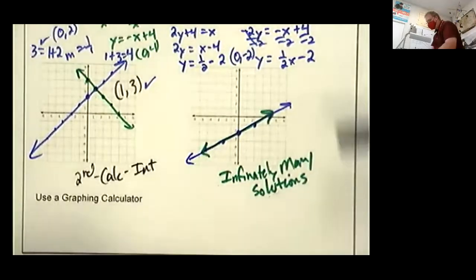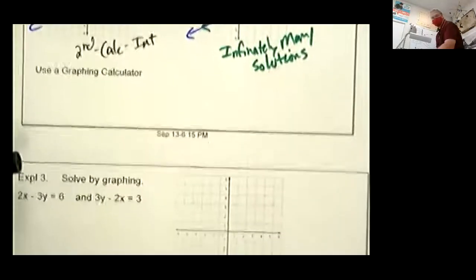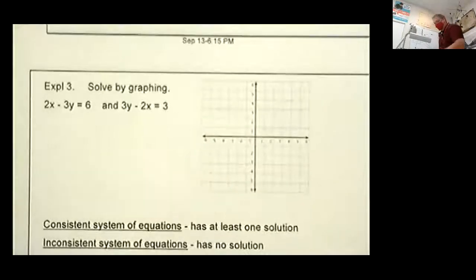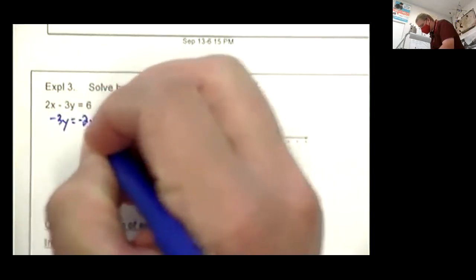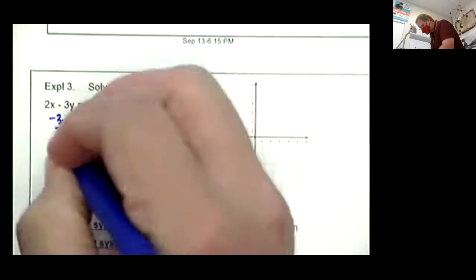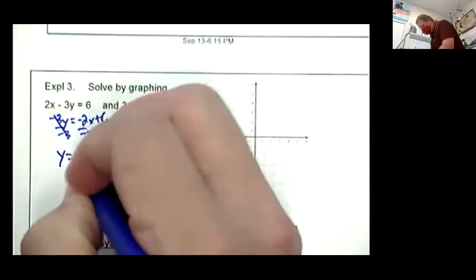We could do that with our number 2, but it's the same line. There's definitely many solutions. And we're going to look at example 3. Again, the first thing we want to do is solve for y. So we want to subtract 2x to the other side. So negative 3y is equal to negative 2x plus 6. We're going to divide everything by negative 3. And so y equals 2/3 x minus 2.